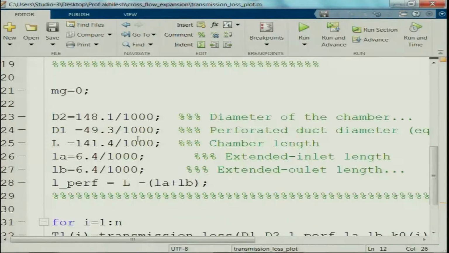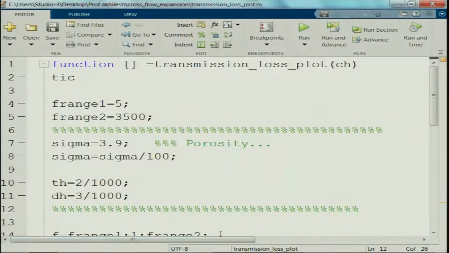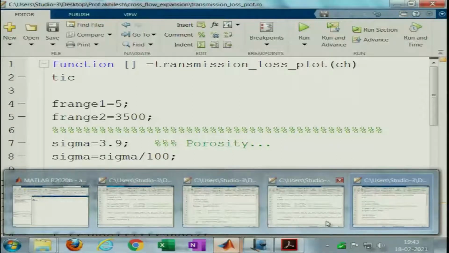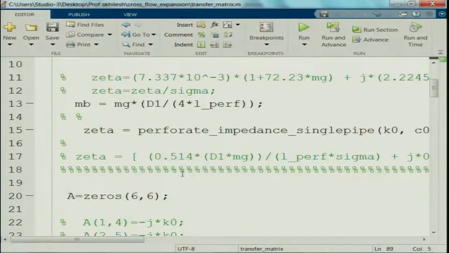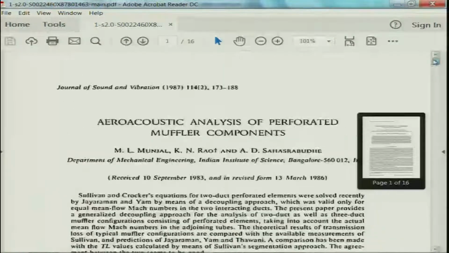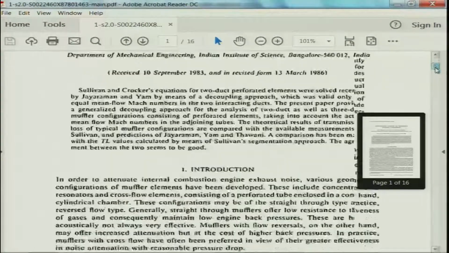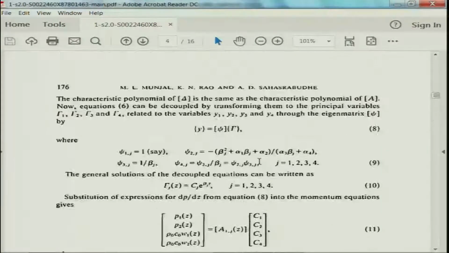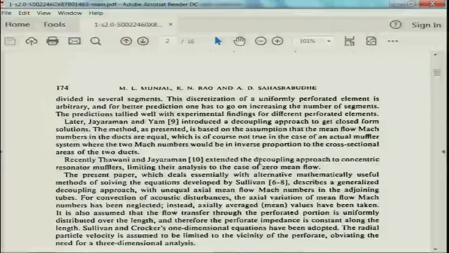I have already put in the parameters for demonstration, and I just need to run the code. But before I do so, let us have a look at the transfer matrix here. I am using Elnadi's expression. This expression is rather modern, and this paper was published in 1987, ages back. They used an altogether different perforate impedance expression. It is not unique, like I said.